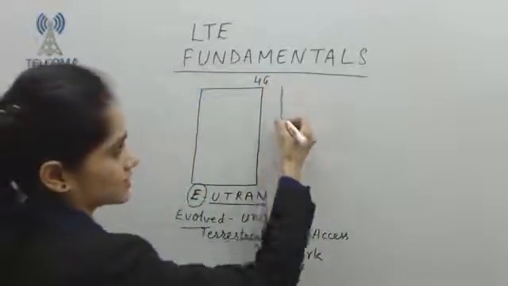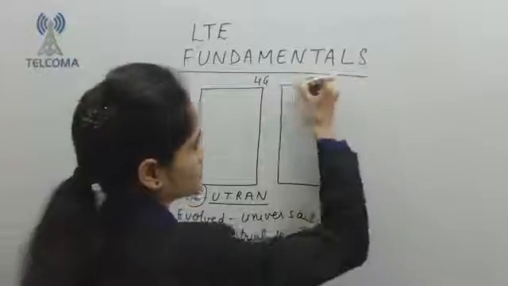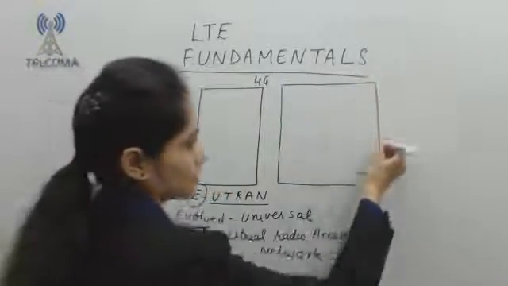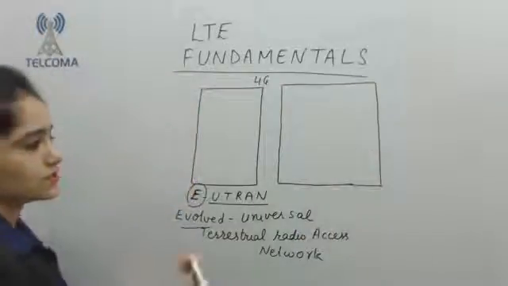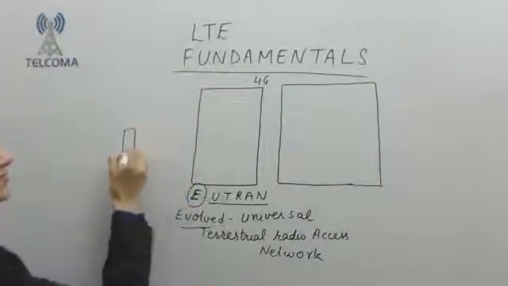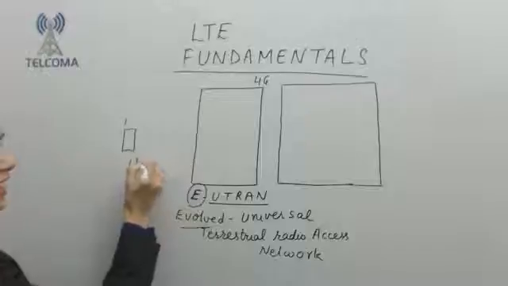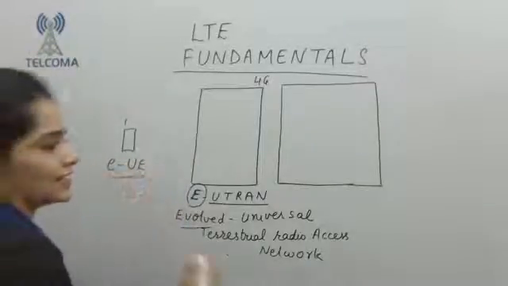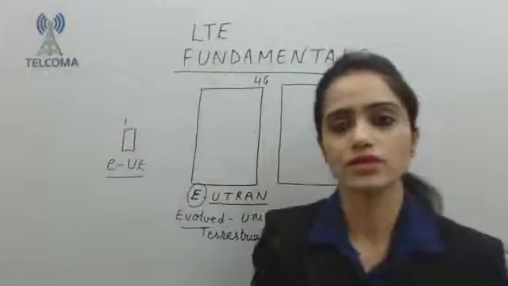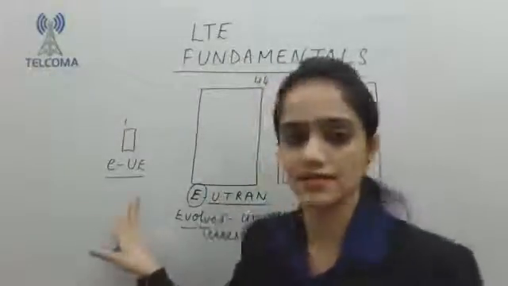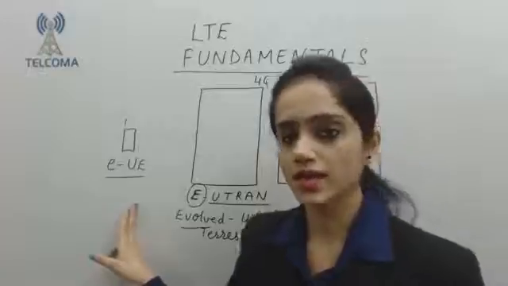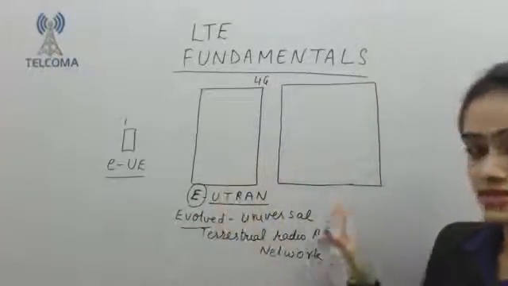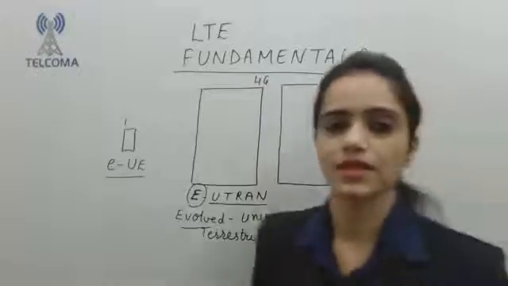Now it should be connected to a core network. And here is my UE, user equipment. I will write here eUE, and this eUE is the evolved user equipment, which is the LTE handset. So eUE is connected to the E-UTRAN part, and the E-UTRAN part is again connected to the core network.